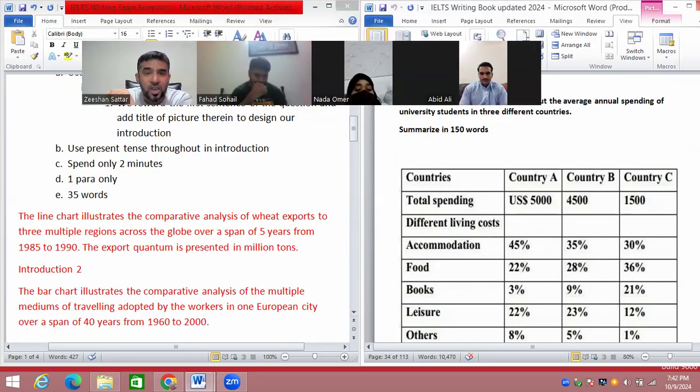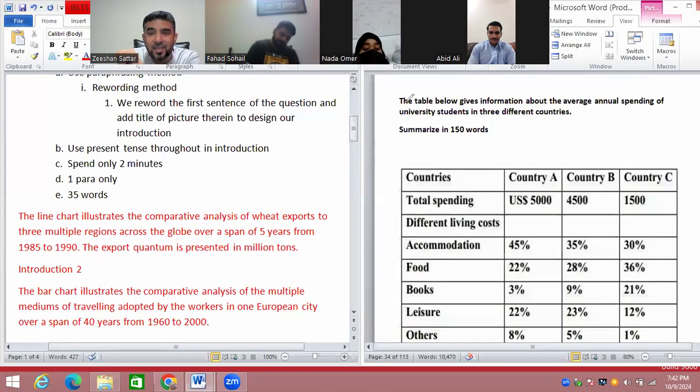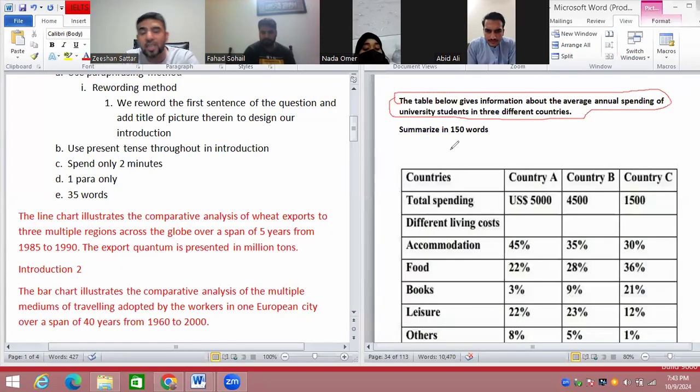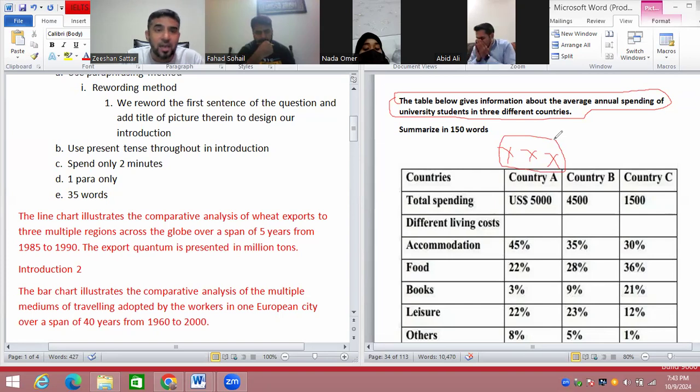What the question says is that the table below gives the information about the average annual spending of the university students in 3 countries. There is no title here. Okay, so now there is no title, so we will not add any title. जानी छुट्टी पाकिस्तानियों, जानी छुट्टी टाइटल से, है ना? जिंदगी आसान हो गई है.